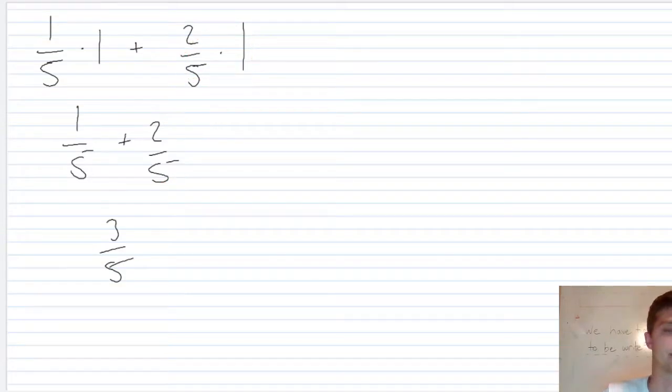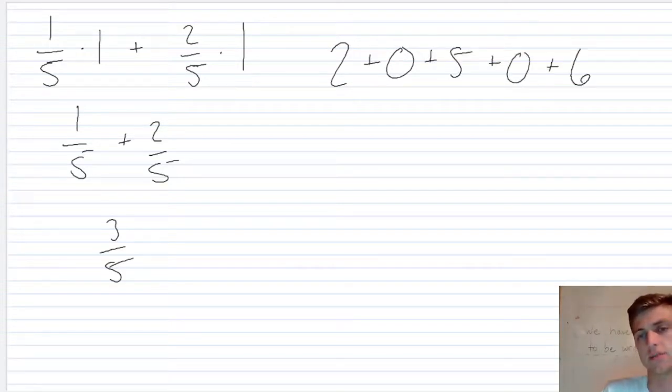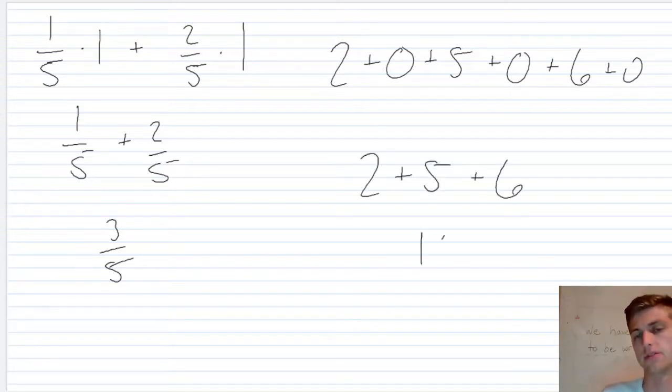And the same thing with addition. If you see a bunch of zeros, 2 plus 0 plus 5 plus 0 plus 6 plus 0, we know that we don't have to worry about the zeros. We can just go straight to 2 plus 5 plus 6, which will give us 13. It's just something to keep an eye out for because it can simplify and make things quicker if you know it.